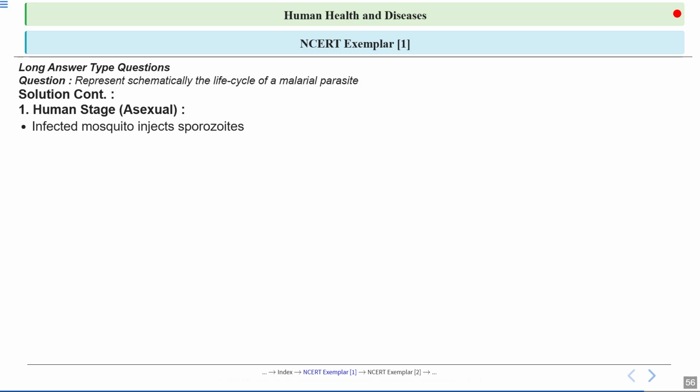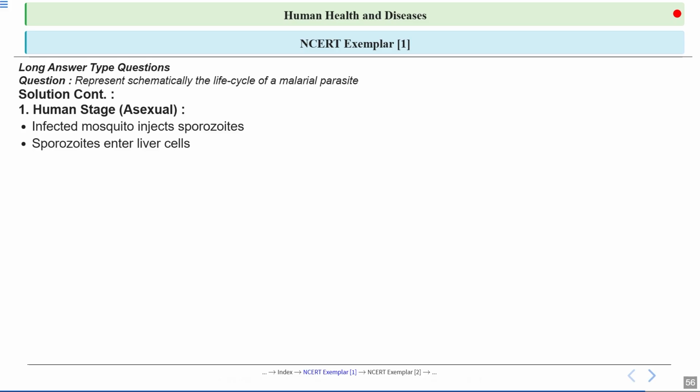First, let's talk about when the human is the host. We are calling it the human stage. In this, asexual reproduction occurs in the human host. Now, these mosquitoes which are infected, whenever they bite a healthy human, inject sporozoites into that human. Sporozoites are the infectious stage of this pathogen.